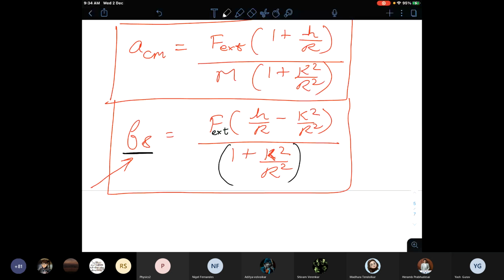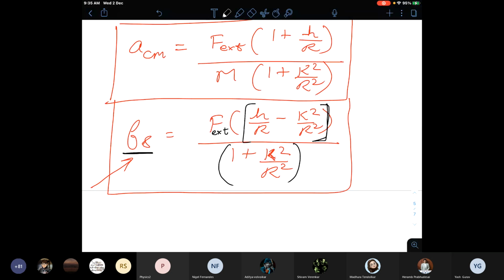Okay, 1 is positive, k square is positive, r square is positive. So it cannot be positive or negative. It will always be positive. But this term, h by r minus k square by r square, if it is there, then your friction's direction will be changing. It can be positive, it can be negative, because there is a minus sign in between. You are subtracting two quantities.